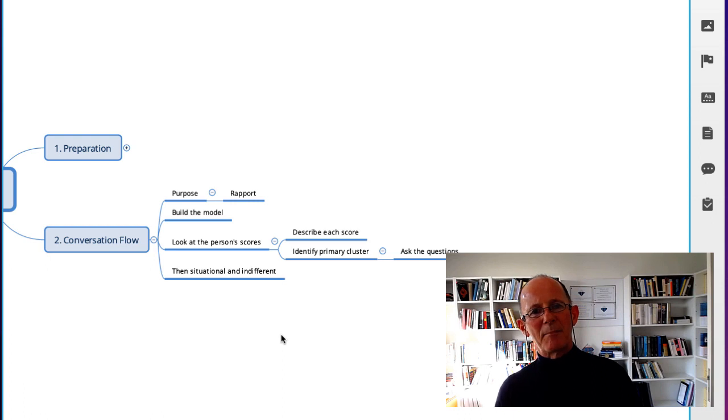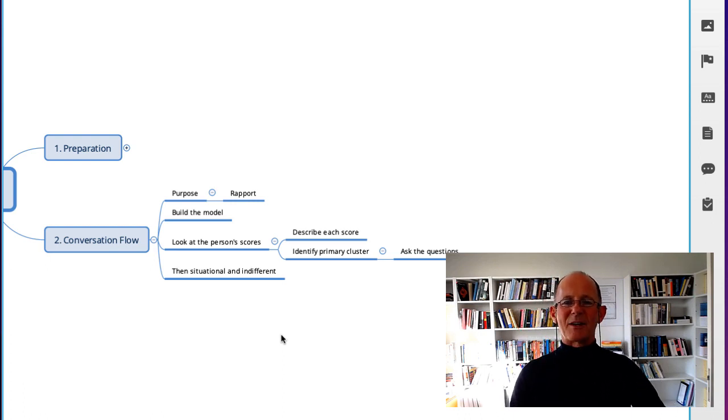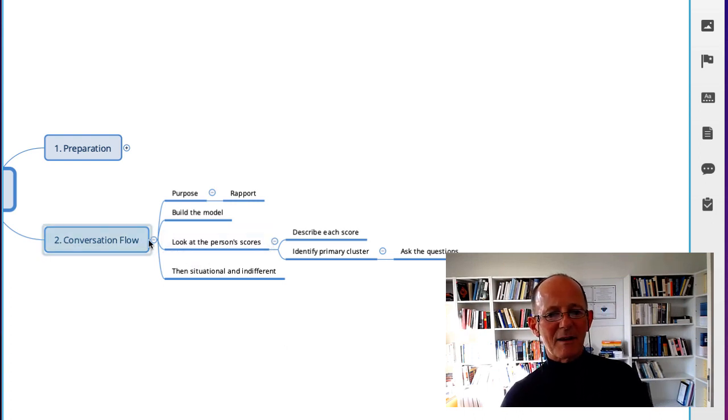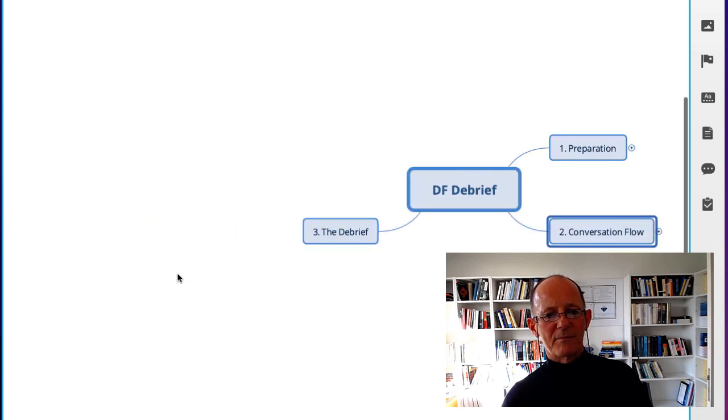Then, having built the model, the person now understands why they're here, they're relaxed, and they understand the driving force model. Then you look at the person's scores, describe each score and identify the primary cluster, and you ask the questions. When you've gone through all that, you may then look at the situational and indifferent as appropriate. So that's the conversation flow.